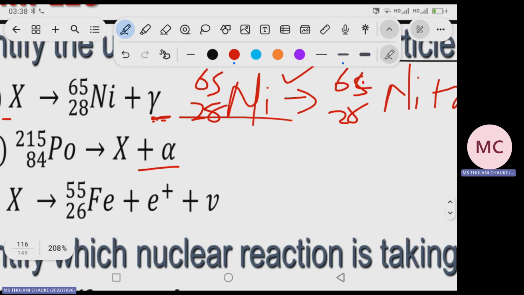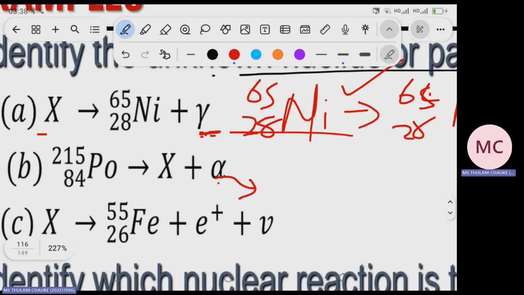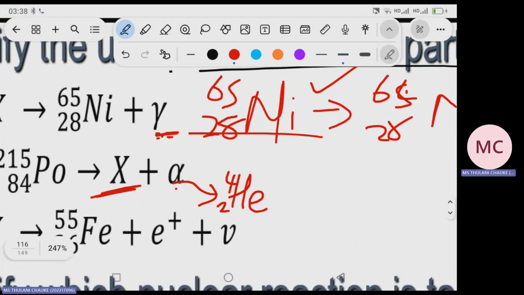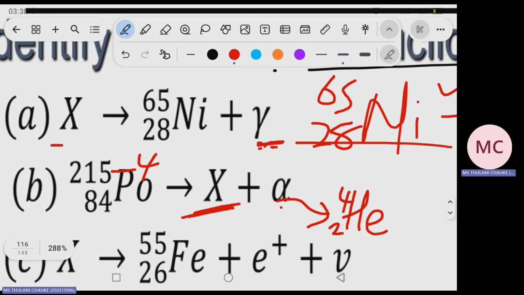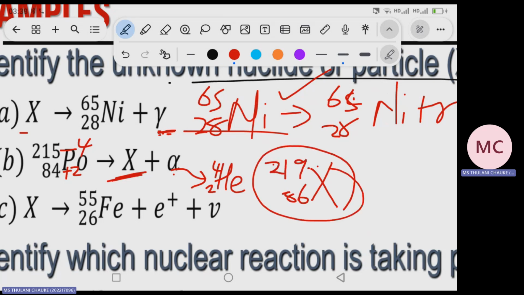Then this one, as you can see, an alpha particle is emitted. So this alpha particle here is He 4 2. And then they want you to find the X. So you're going to subtract 4 here, and then here you'll add 2. You're going to check on the periodic table what the value of X is. So we know that our new element will be 219, then 86, and then you look for this element.